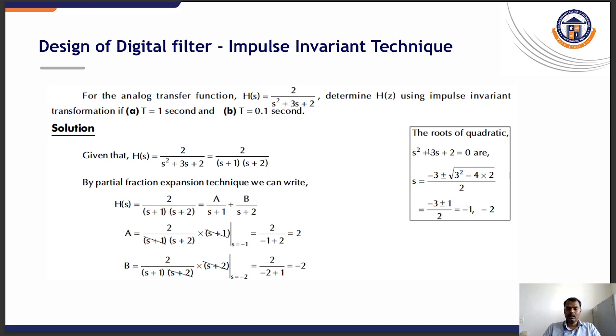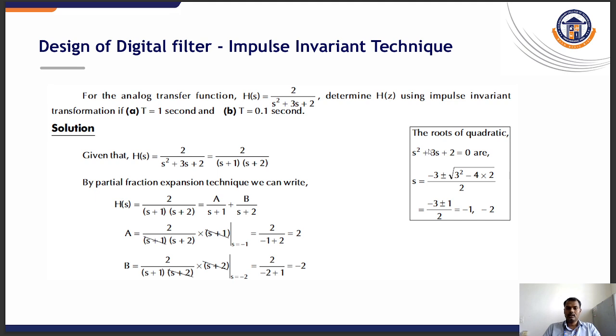So for the analog transfer function, for example, H(s) = 2 / (s² + 3s + 2), here we have to find the digital filter response, that is H(z), using the impulse invariant technique, and we can use two sampling times, T = 1 second and T = 0.1 seconds.